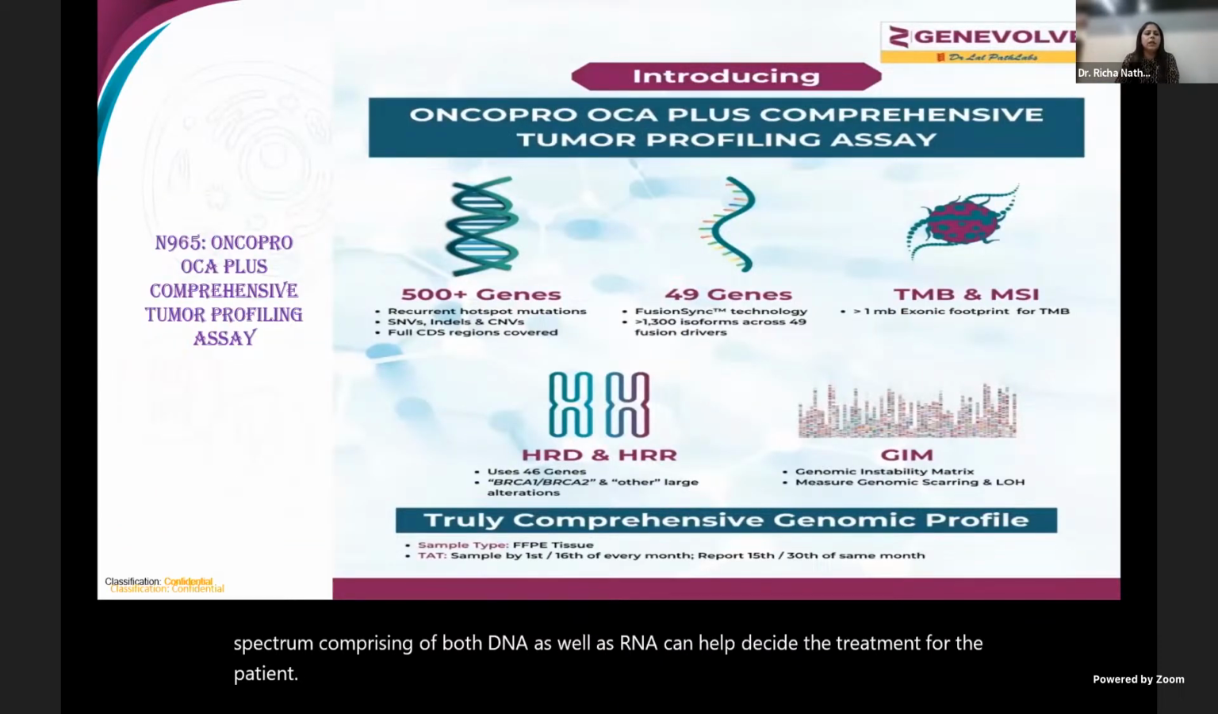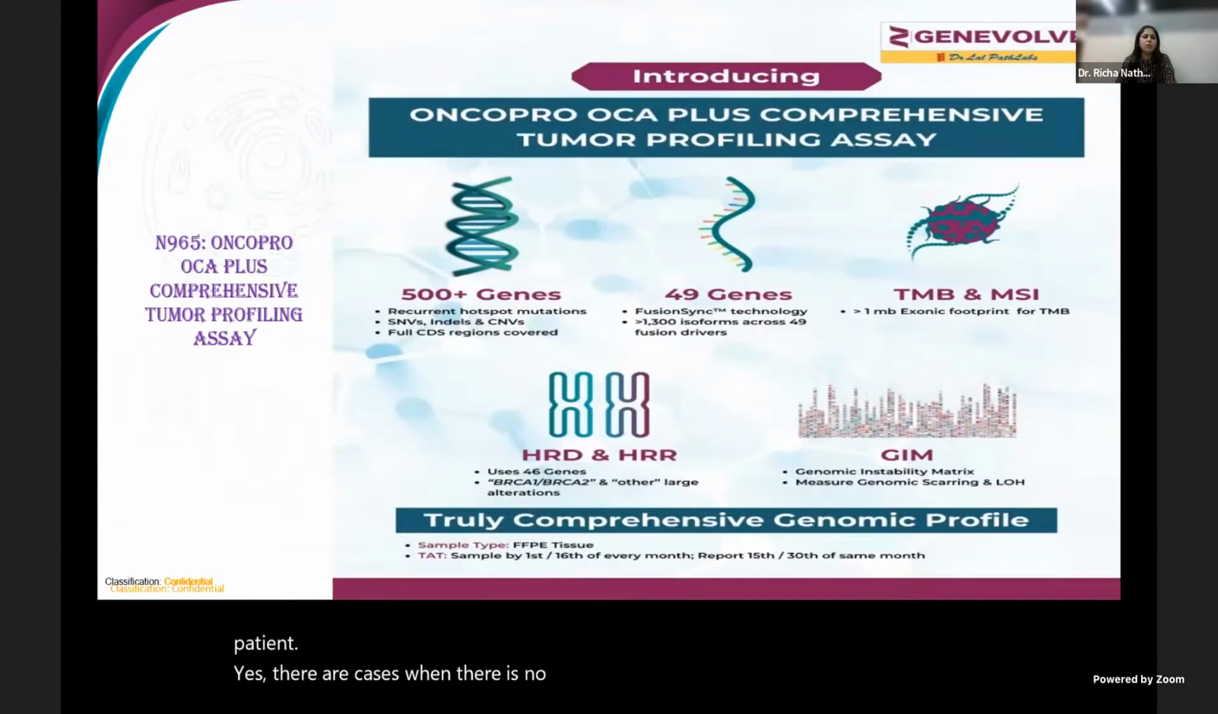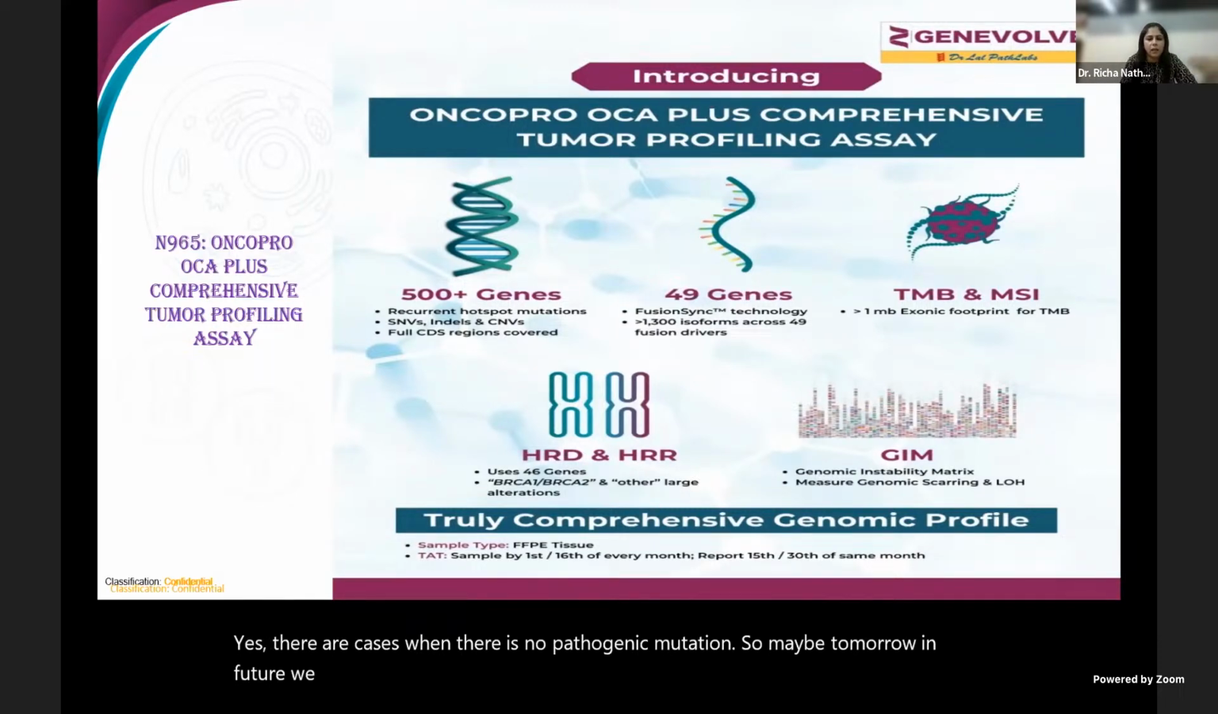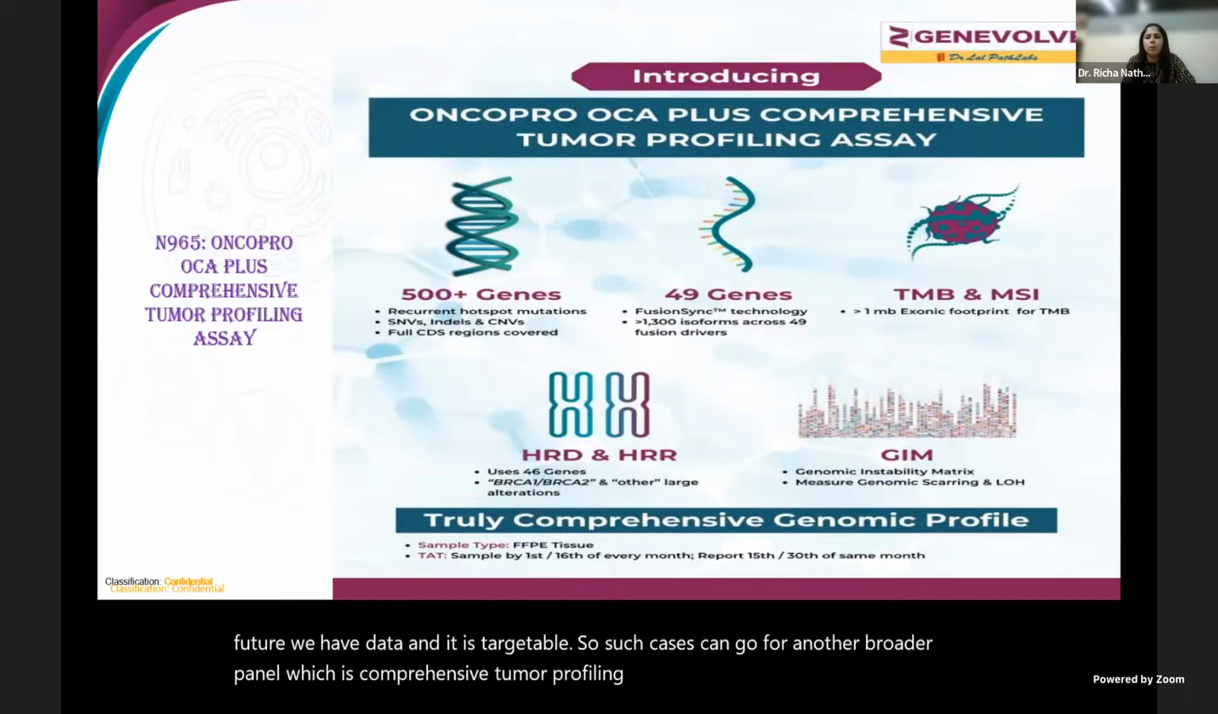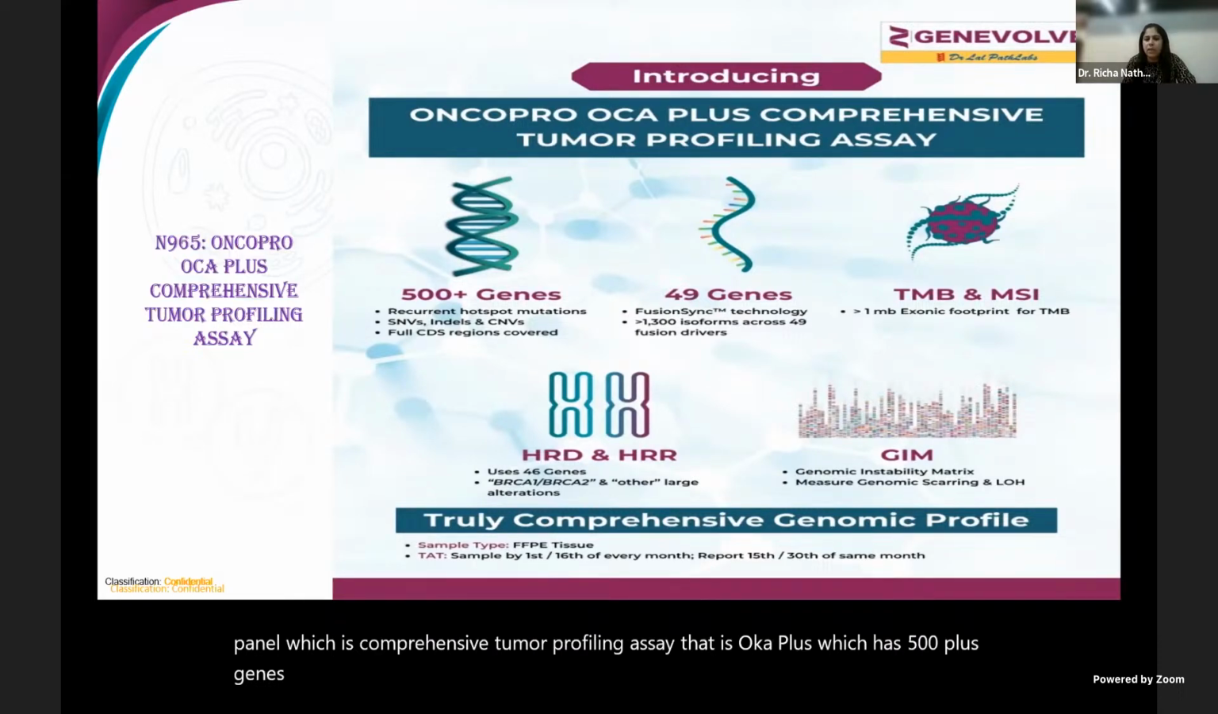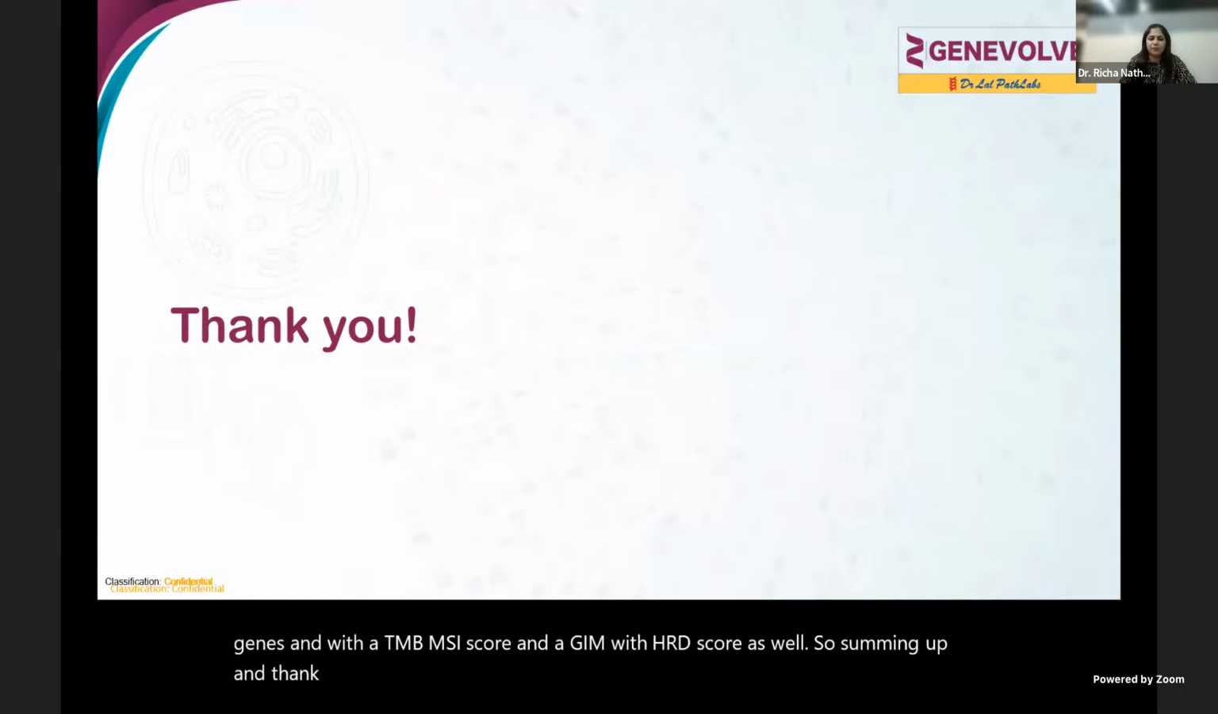Yes, there are cases when there is no pathogenic mutation. So maybe tomorrow in future we have data and it is targetable. Such cases can go for another broader panel, which is a comprehensive tumor profiling assay, that is OCA+, which has 500 plus genes and with a TMB, MSI score and a GIM with HRD score as well. So, summing up, thank you.